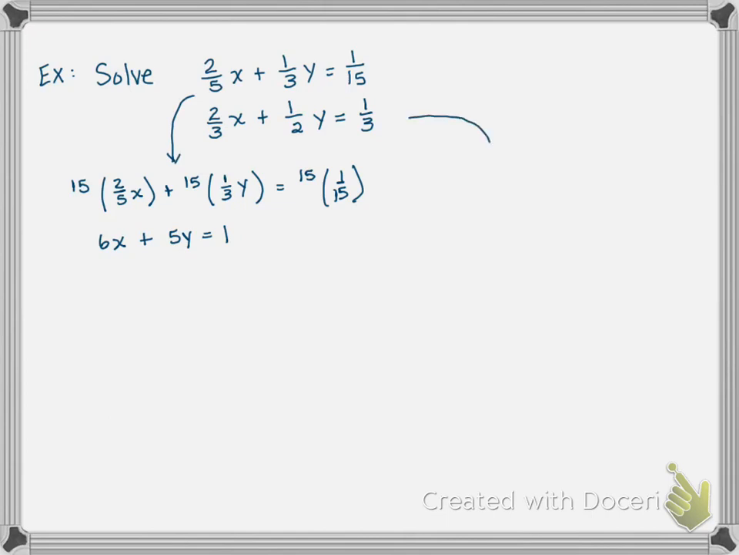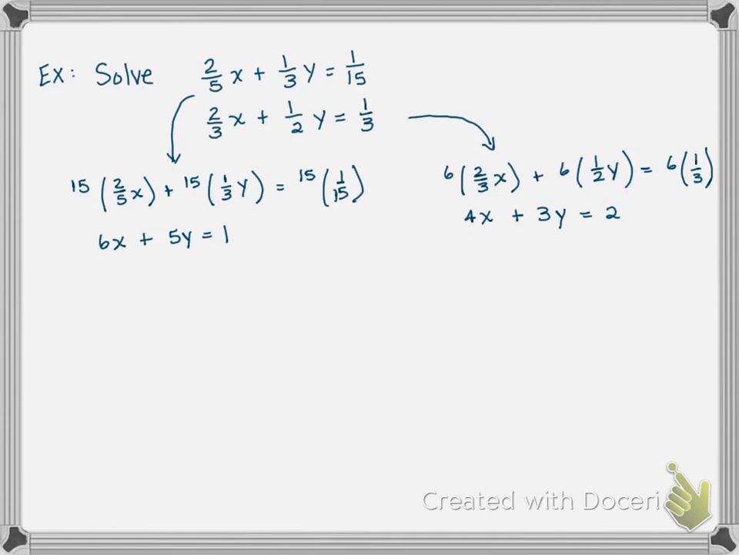And then for my second equation, I have to multiply both sides by 6, yeah? So we'll do 6 times 2/3 x plus 6 times 1/2 y equals 6 times 1/3. Which gives me 4x plus 3y equals 2.